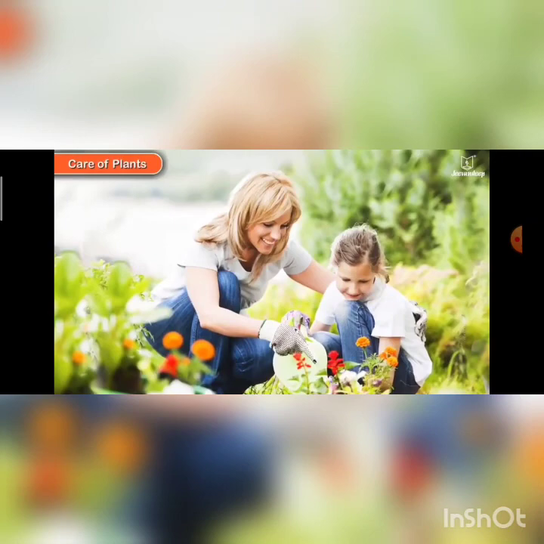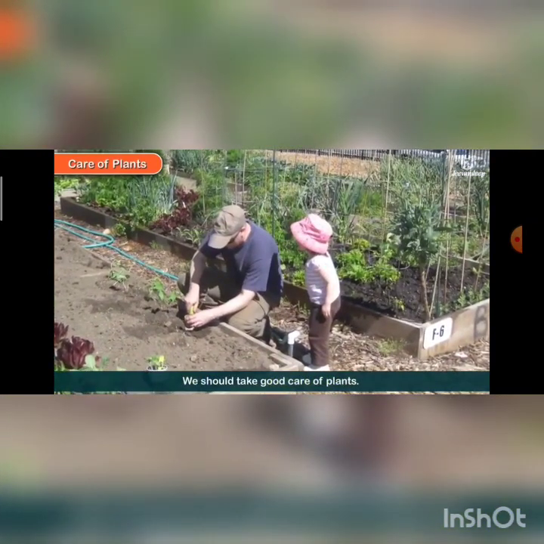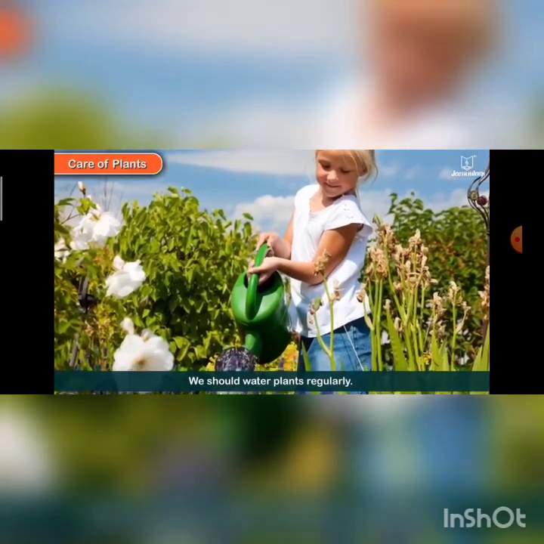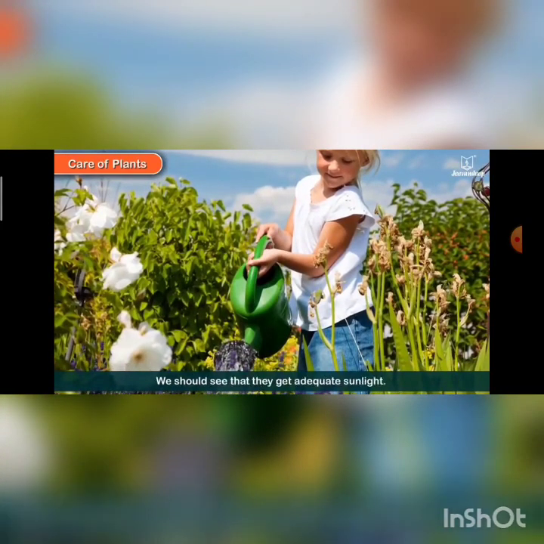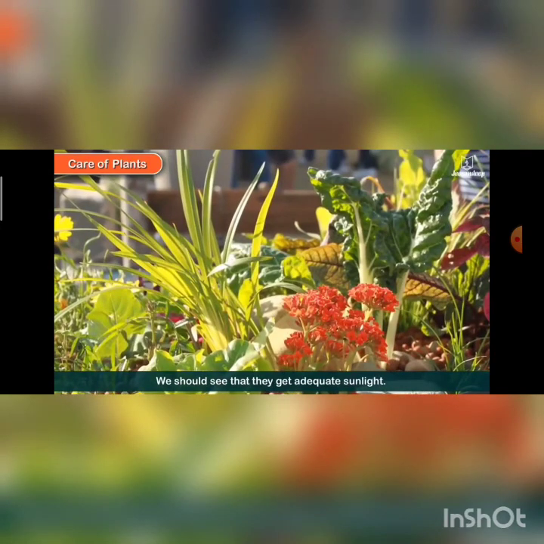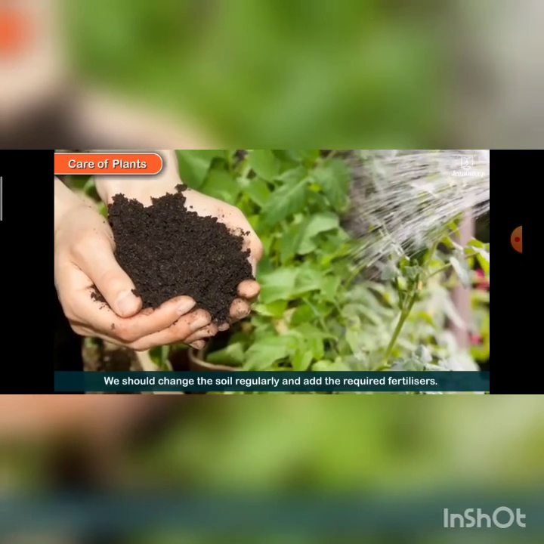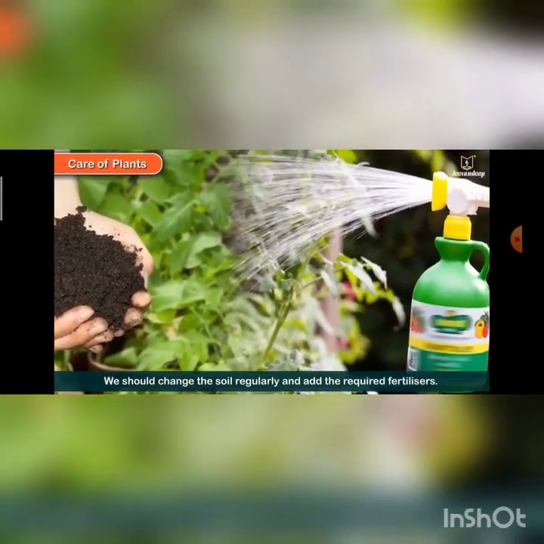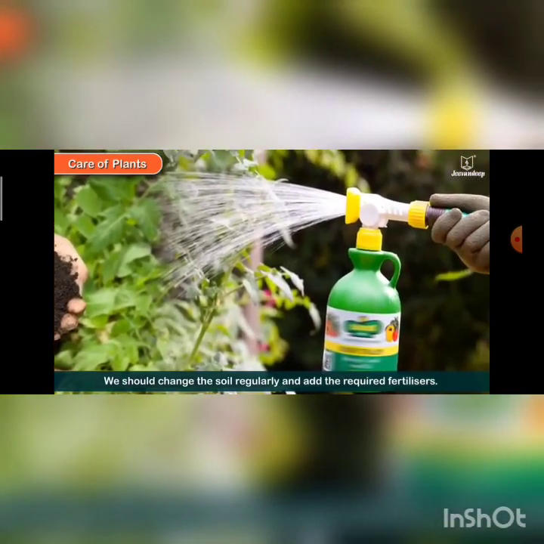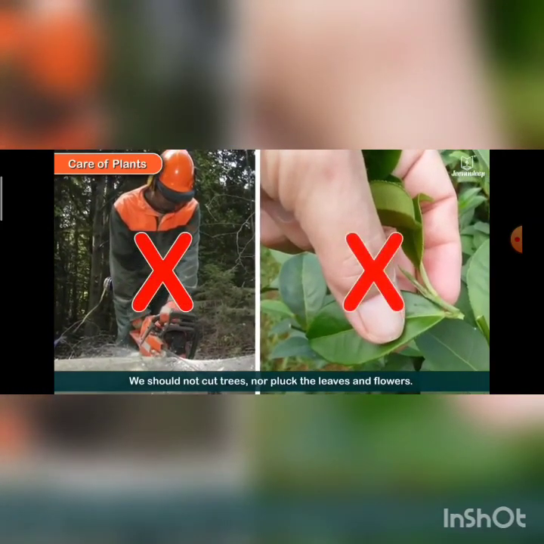So children, what does it tell us? That we should take care of plants. We should water them regularly because they are so important to us. They should be given sufficient sunlight. We should provide them with good manure and fertilizers, and proper care of them should be taken. We should not cut trees or pluck the flowers and the leaves.